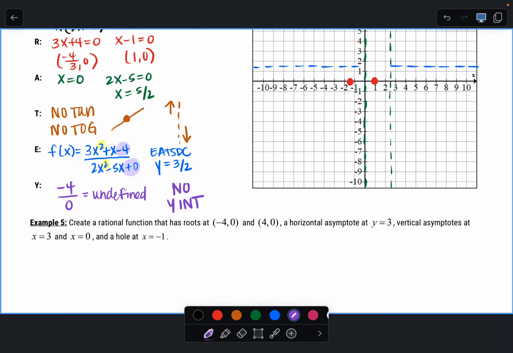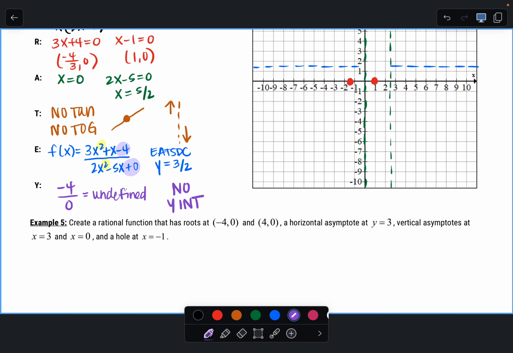Now, another thing that you can do to connect the dots is our vertical asymptote is on the y-axis. You cannot touch a vertical asymptote. So if your vertical asymptote is sitting on the y-axis, you are never, ever, ever going to have a y-intercept because you cannot have a point on an asymptote.